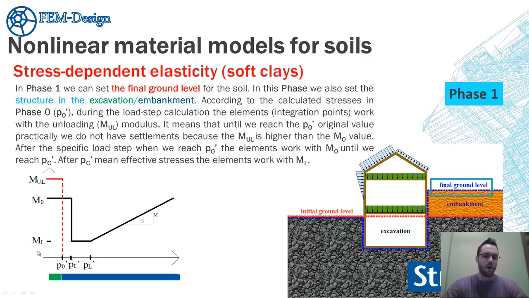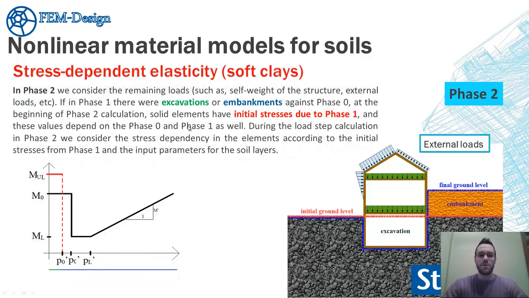So first of all, we set in phase 1 where we are in this diagram, so we get the P0 value, and in phase 1 we calculate the self-stress state of the soil based on the self-weight of the soil and based on the final ground level. So if we have an embankment, it works with the compression modulus above the P0 value, but if we have an excavation, the soil behaves with the Young's modulus, with the compression modulus below the P0 value.